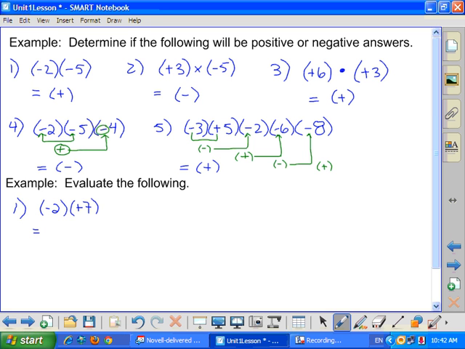What I want you to do is tell me the sign first. The signs are opposite of each other. Negative times a positive is a negative. And now you do the number. 2 times 7 is 14.